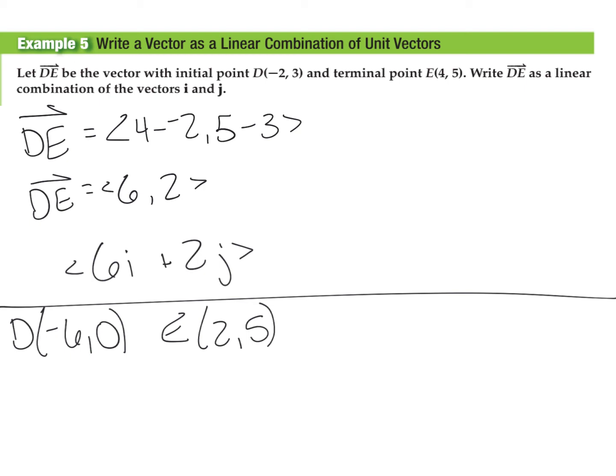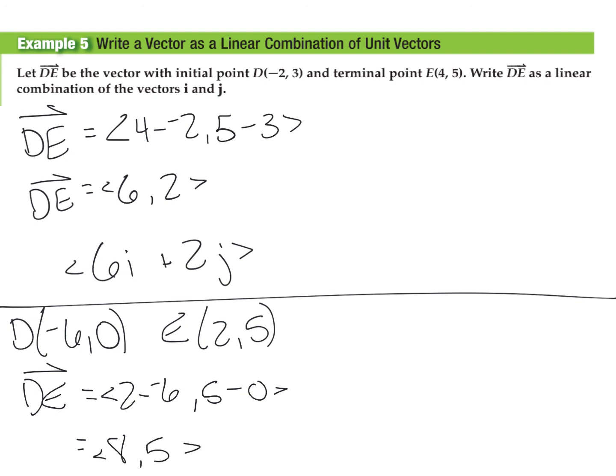Okay, let's look at this. So in order to do it, we've got DE, and that is 2 minus -6, comma, 5 minus 0. The vector is <8, 5>, which means we can write this as 8i plus 5j, and that is it.